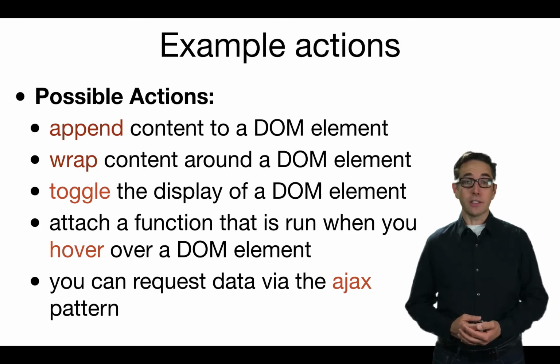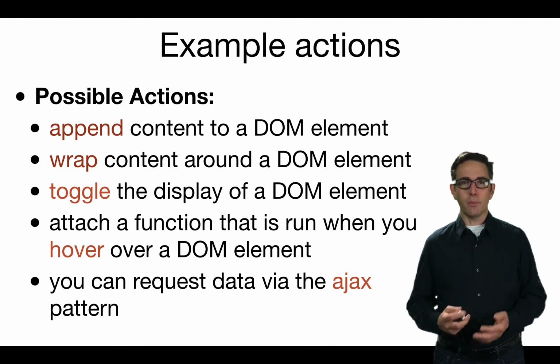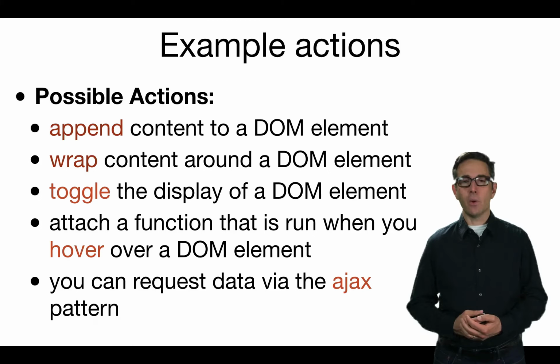Another thing that you could do is toggle the display of a document object model. So maybe you have things that you want to appear or disappear. For example, maybe you want to enable chat, or maybe you have a notification icon, and you want that notification icon to show up at some point when a message is delivered from a WebSocket.